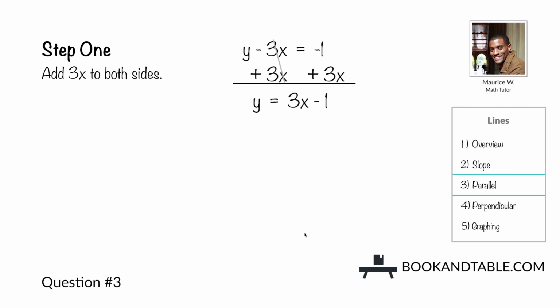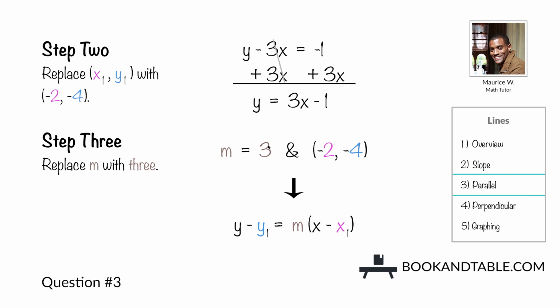And now question number 3. We're given y - 3x = -1 as the line that is parallel to the one that we are looking for. So we want to change it to slope-intercept form. So step 1, add 3x to both sides, giving you y = 3x - 1. This lets us know that the slope of the parallel line that we are looking for is 3. And we are given the point (-2, -4) on that line.